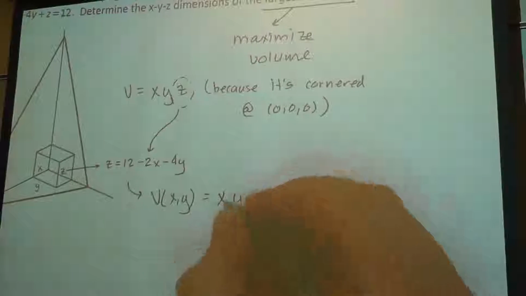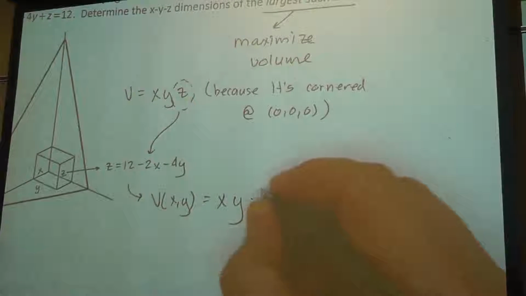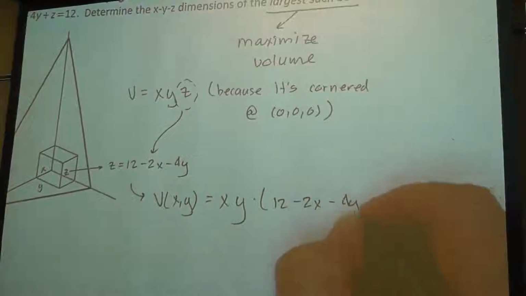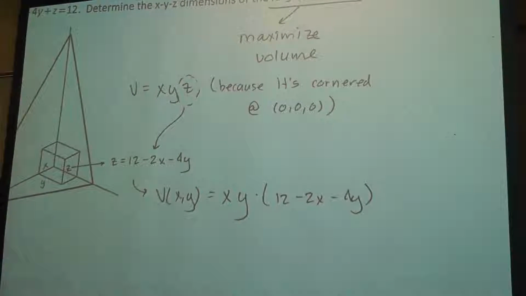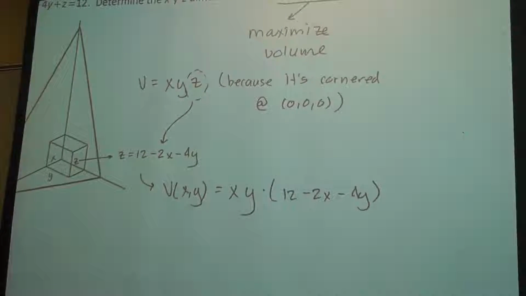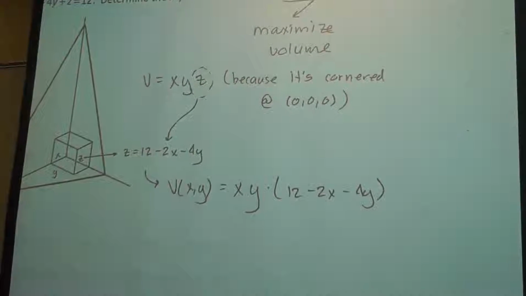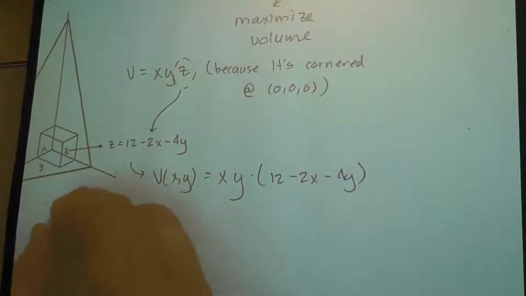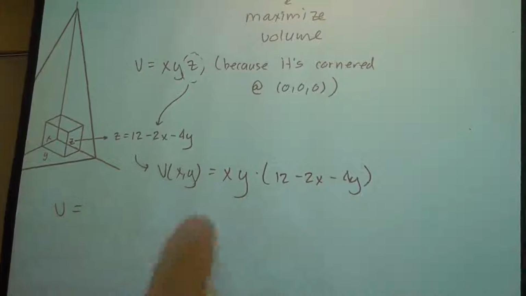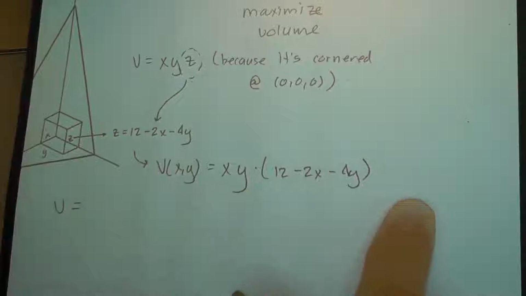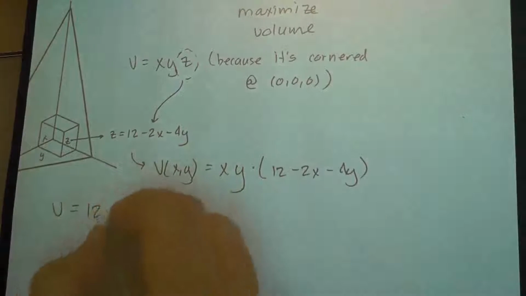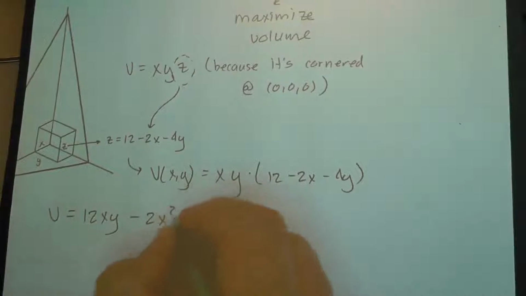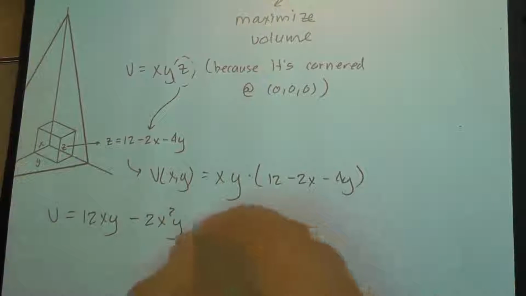Keep x and y for length times width, but now z gets replaced with 12 minus 2x minus 4y. And now we have something that's workable. All right, so our volume function. Let me distribute that out. 12xy minus 2x squared y minus 4xy squared.